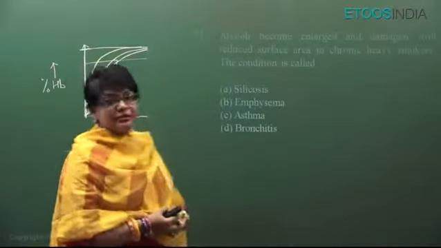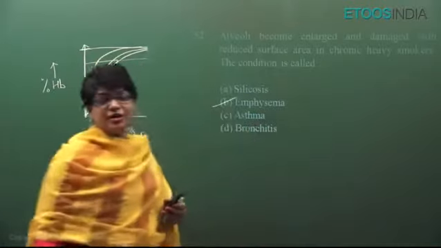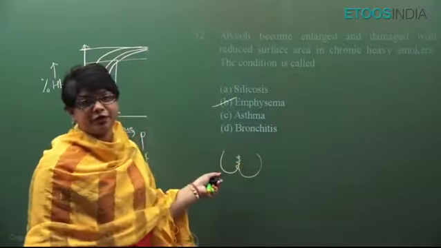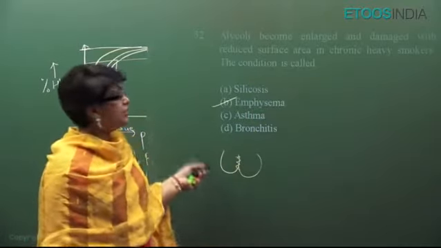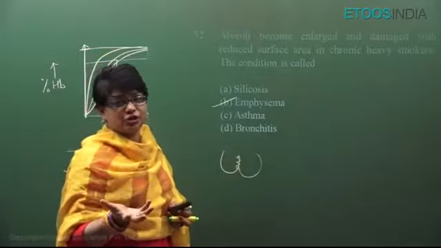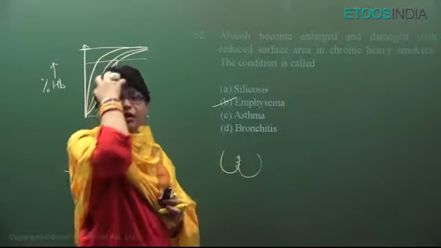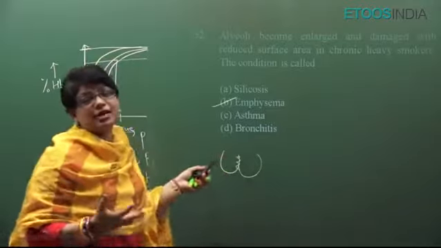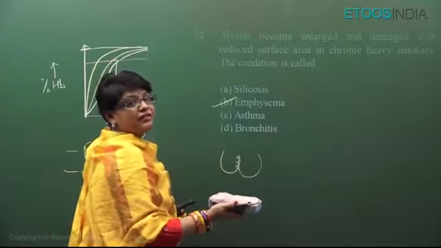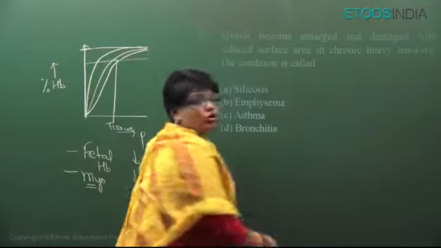Now, alveoli become enlarged and damaged with reduced surface area in chronic heavy smokers. This condition is called emphysema. We know in emphysema the alveolar walls are damaged. So the surface area for respiratory exchange of gases reduces and there is a problem in breathing. Silicosis is an occupational lung disorder in which there is fibrosis of lungs. Asthma, in this there is difficulty in breathing that produces wheezing sound and this is an allergic disorder. Bronchitis is inflammation of bronchi, again difficulty in breathing. But where the surface area of alveoli is reduced, that happens in emphysema, particularly in chronic smokers.